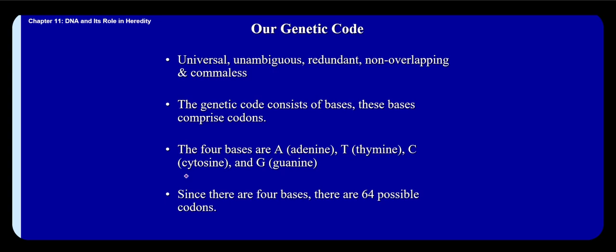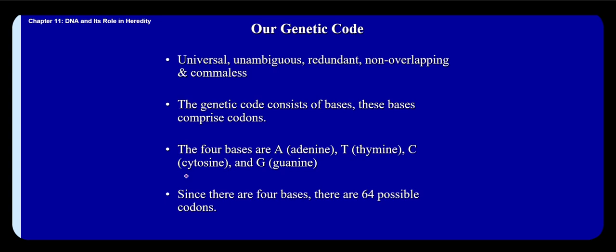Then in our sentence, we have punctuation of some form on the end to say, we're done now. This thought is over. I'm going to put a space and start a new one. We have a way of coding for stop. So we have stop. So that's our non-overlapping and commaless.